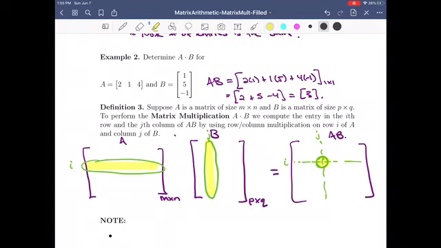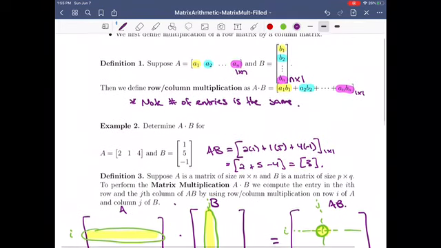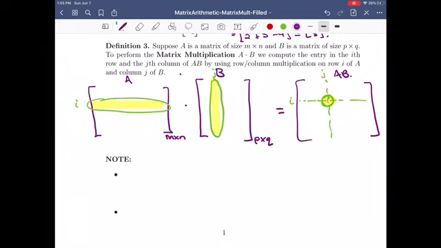There are a few things that we might notice right away. First of all, like I said, when you take a row and multiply by a column, the number of entries has to match up. So we needed that there were n columns in A and n rows in B. In order to be able to do this, I need the number of columns in A to match the number of rows in matrix B.